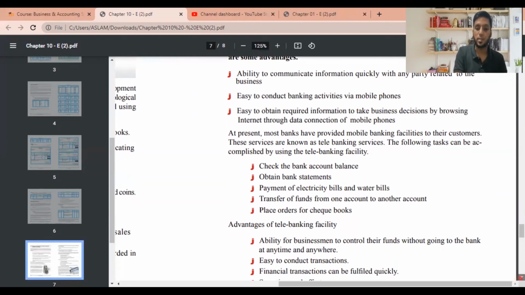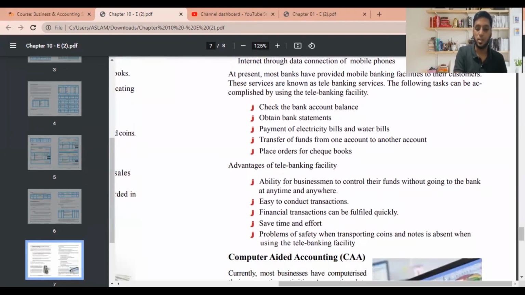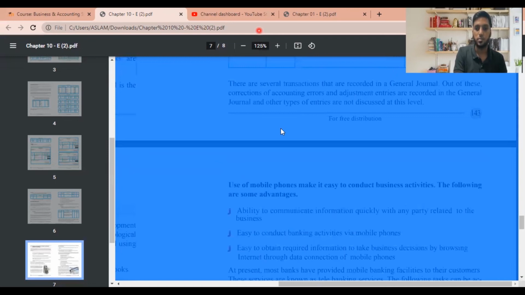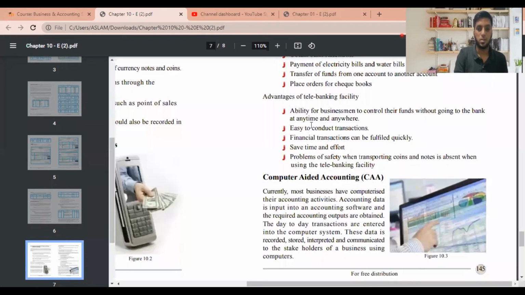Advantages of telebanking facilities. Why is it good for businessmen? Ability for businessmen to control their funds without going to the bank, at any time and anywhere. It's easy to see the balance, so you can even report how much money the business has earned, how much revenue the business has collected, and how much money they have paid. Everything can be made into an Excel sheet or report. I mean, they can extract the report to an Excel sheet and show it to the business.